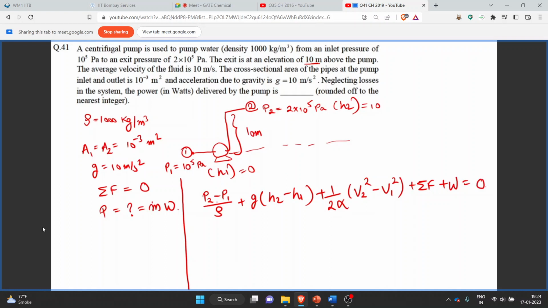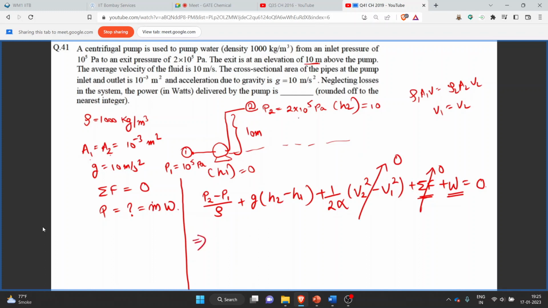Now over here we have been straight away given that we have to neglect the losses, so this term will be 0. Now since the area is the same, from the continuity equation, rho 1 A1 v1 is equal to rho 2 A2 v2, we can say that v1 will be equal to v2. That implies this term will also be equal to 0. Now we have been left with these other three terms, using which we can calculate the work required to transport the water from 1 to 2.